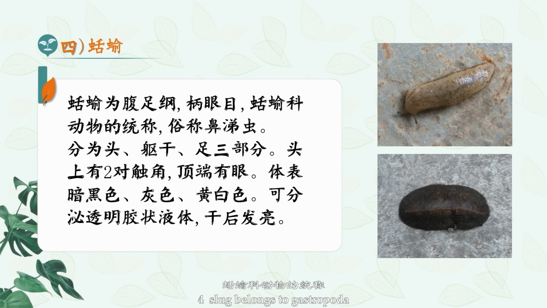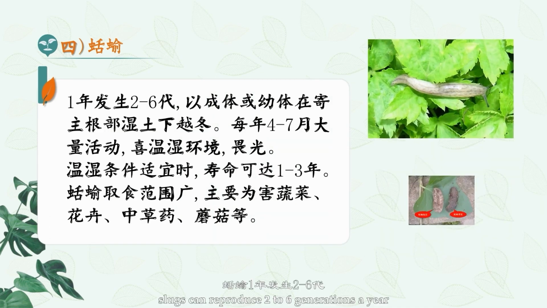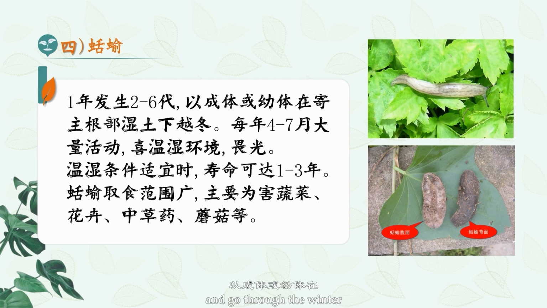Finally, let's learn Agriolamax agrestis linnaeus, which is also named a slug. 4. Slug belongs to Gastropoda, Stylomatophora, Limacidae. It consists of 3 parts, namely head, trunk, and foot. There are 2 pairs of antennae on its head and eyes on the top. Its body is dark black, gray, or yellowish white, and can secrete transparent gelatinous liquid. It shines after drying. Slugs can reproduce 2 to 6 generations a year and go through the winter in the wet soil of the host root.